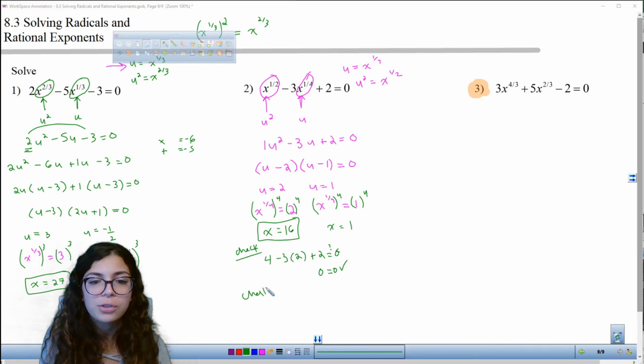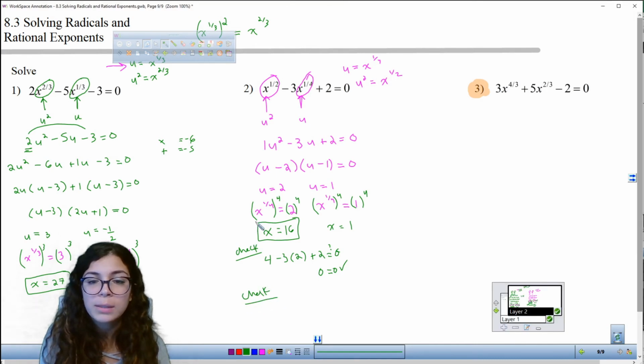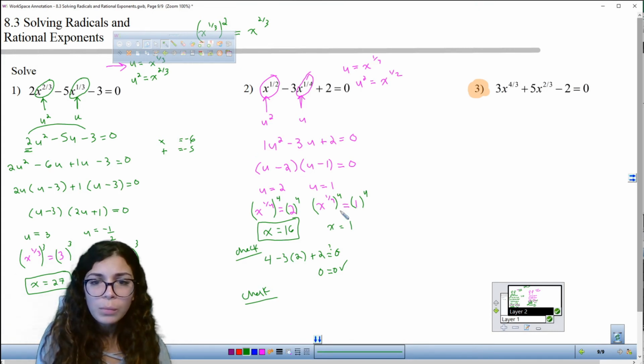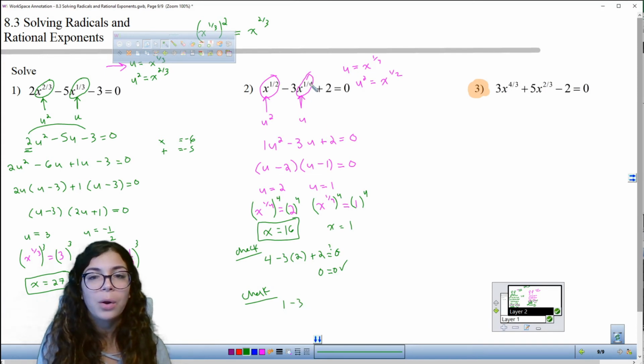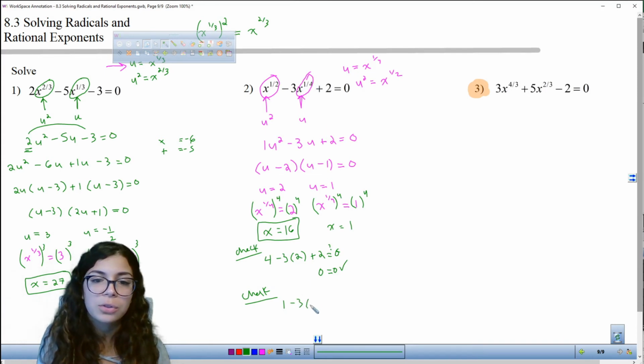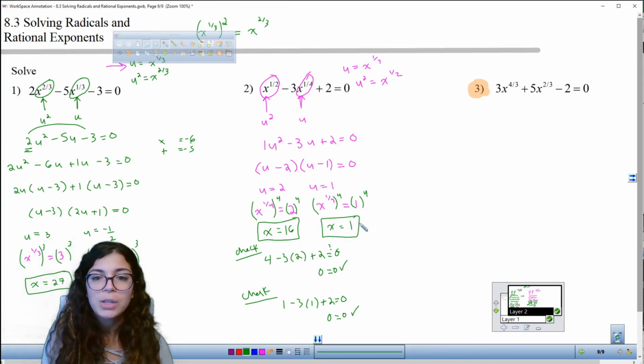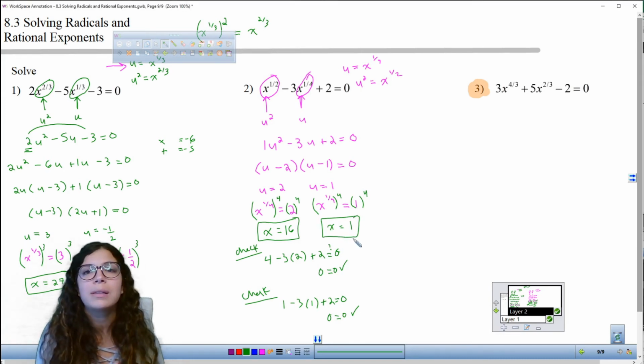Next up, let's go ahead and check 1, right? Just because 1 is a solution doesn't mean the other one isn't. You could have more than 1. So we're going to go ahead and check 1. 1 to the power of anything is 1. Minus 3 times 1 to the power 1/4. Again, 1 to the power of anything is just 1. Plus 2. Does that equal 0? Well, let's see. 1 minus 3 is -2. -2 plus 2 is 0. 0 equals 0. So yes, that's also a good and valid solution. So we have two solutions on that one, 1 and 16.